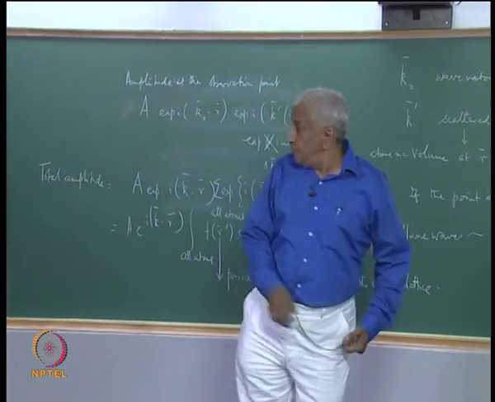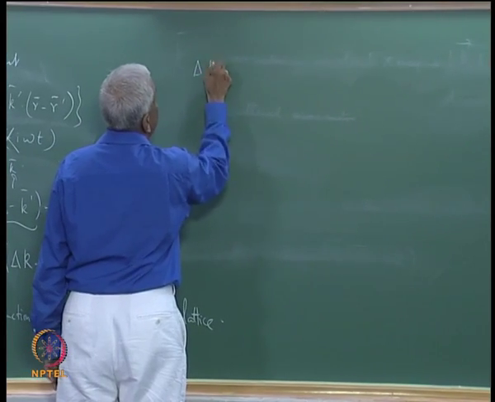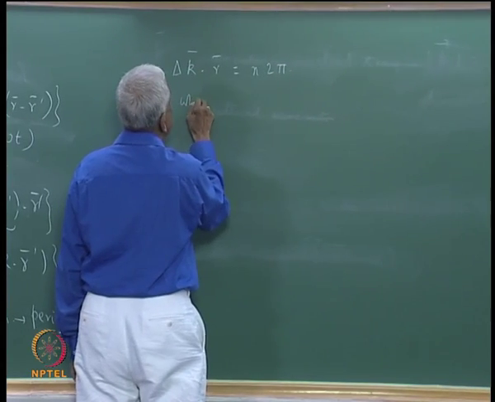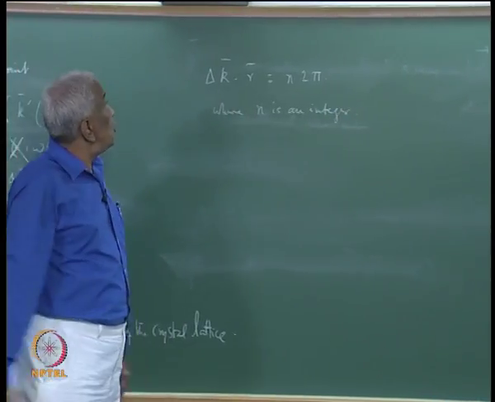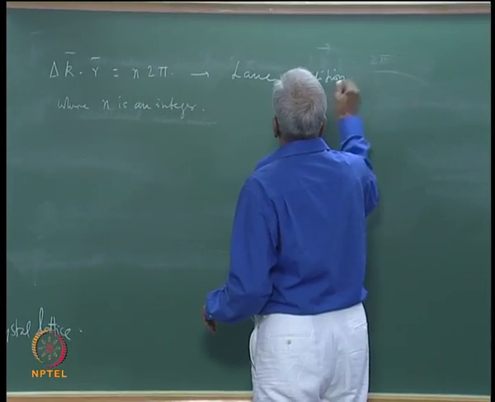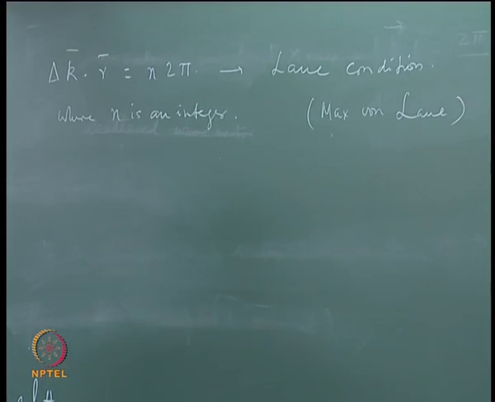Therefore, this amplitude will be non-zero only when this exponential term does not vanish. In other words, the condition for a diffraction maximum is delta k dot r equal to n into 2 pi, where n is an integer. This is known as the Laue condition. This was first written by Max von Laue. I will keep the notation r prime.